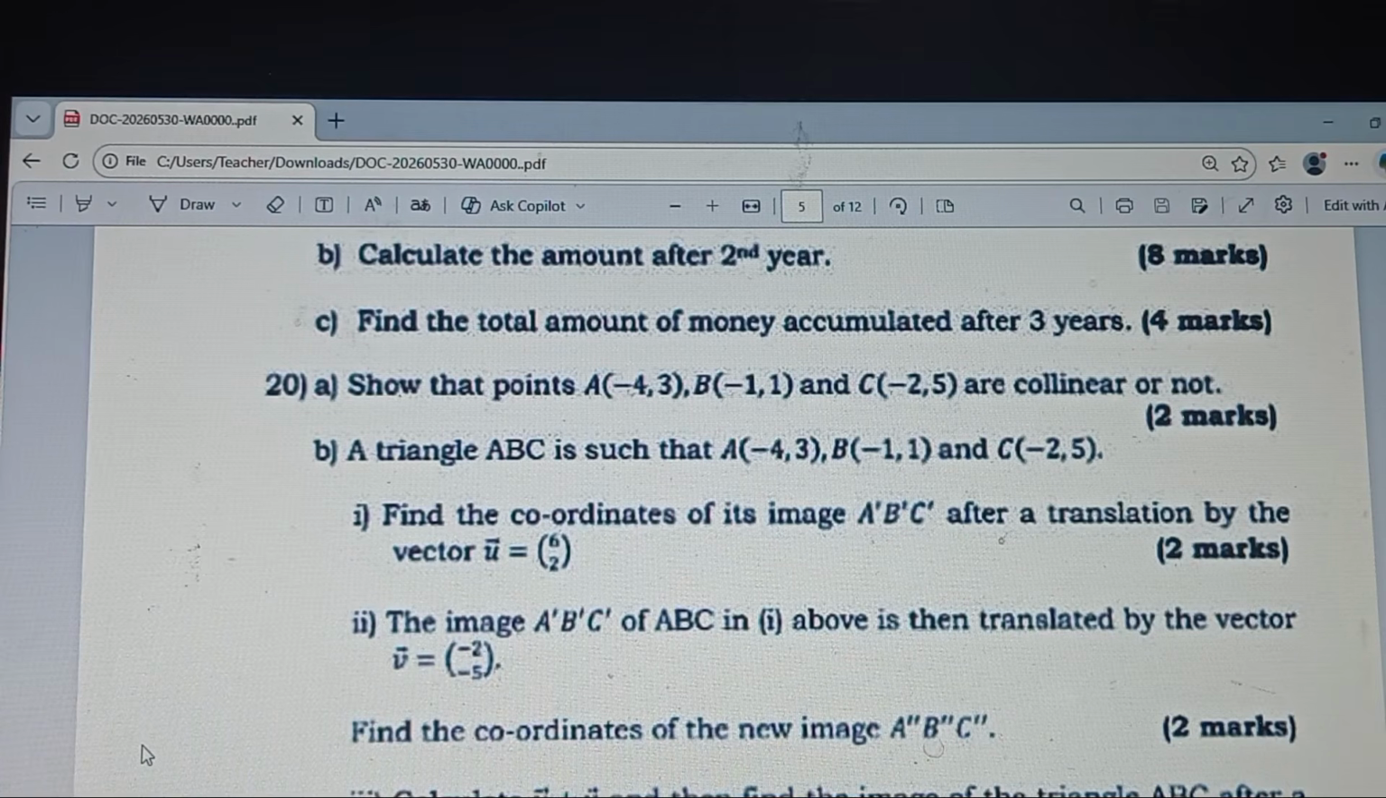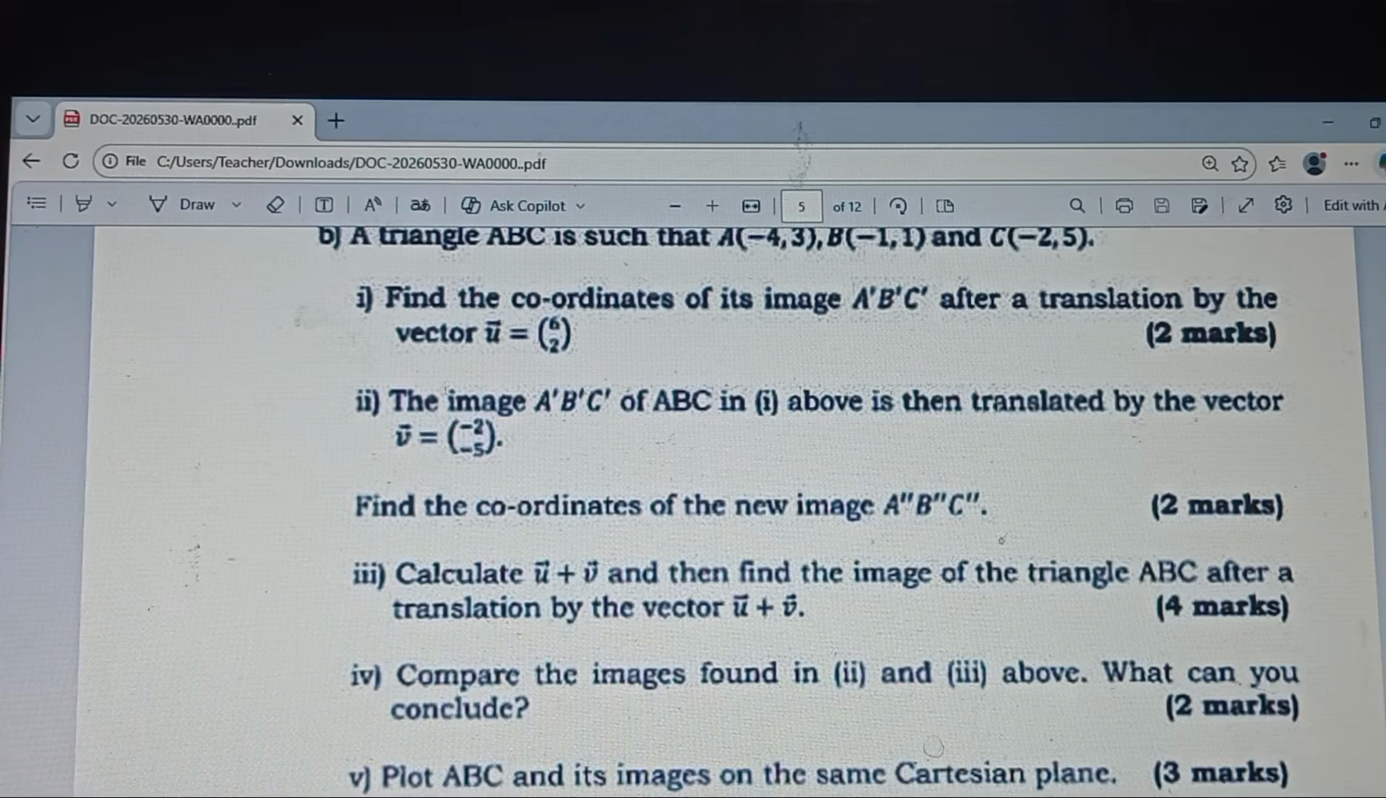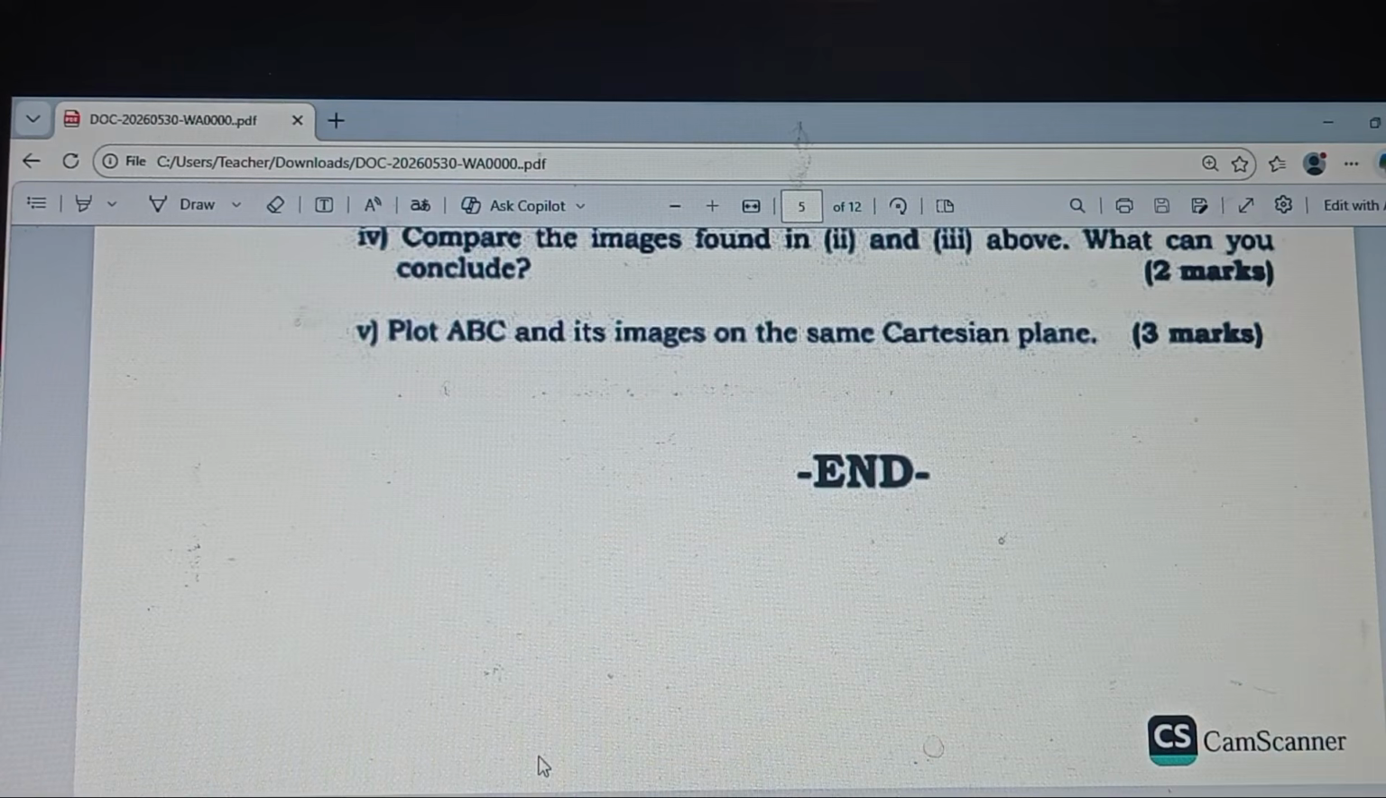Yes. And also for part iii, we ask to calculate the image, but using vector u plus vector v, you make the summation of vector u and v. After that, you use it like you have one vector. The formula is the same. Then you are asked to compare, then you conclude, then you plot the graph on the Cartesian plane. Yes, it is noticed. That is the end.